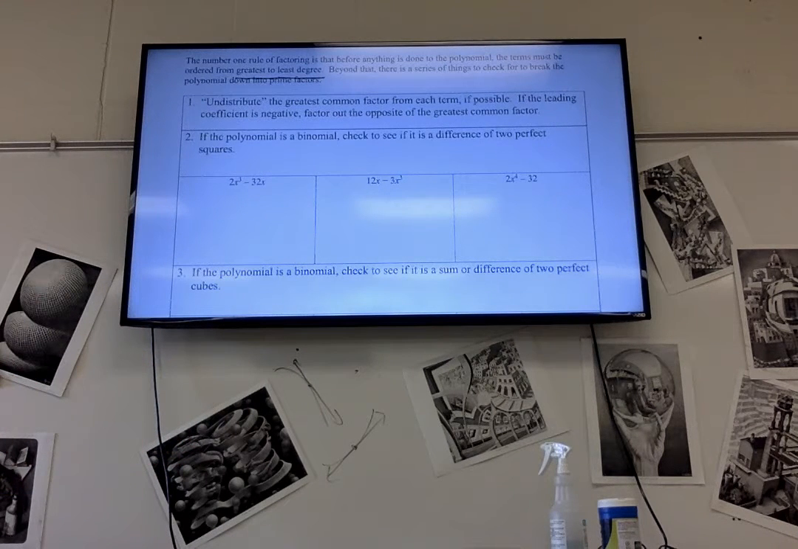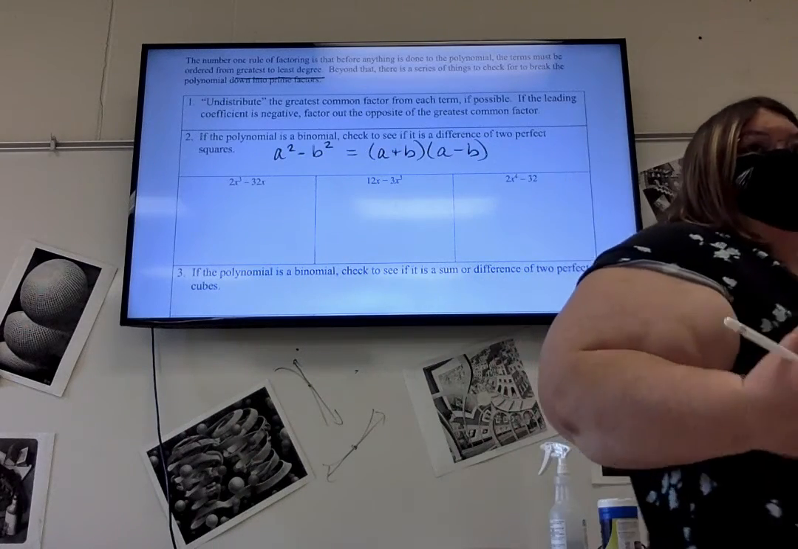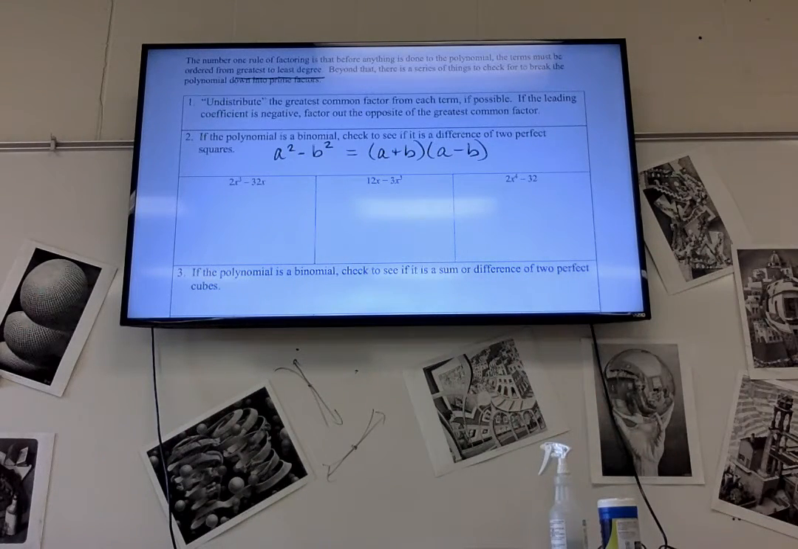All right, if we have a binomial, then we need to check to see if it's a difference of 2 perfect squares. So you'll have the first number a perfect square, and the second number a perfect square. If you take the square root of both of those numbers, you get a plus b and a minus b. It doesn't matter which one of those comes first. You can do a minus b and then a plus b, as long as you have them.